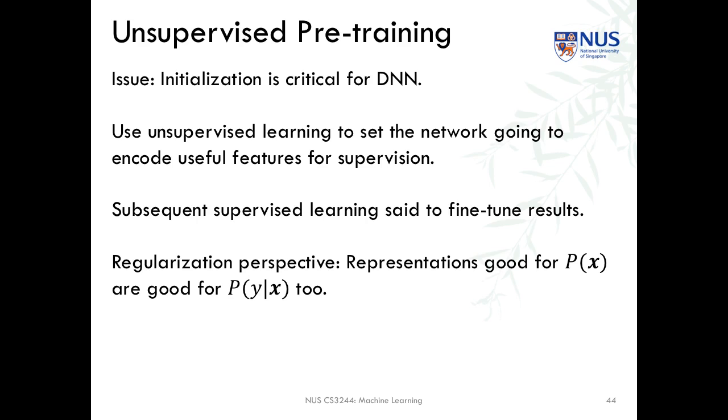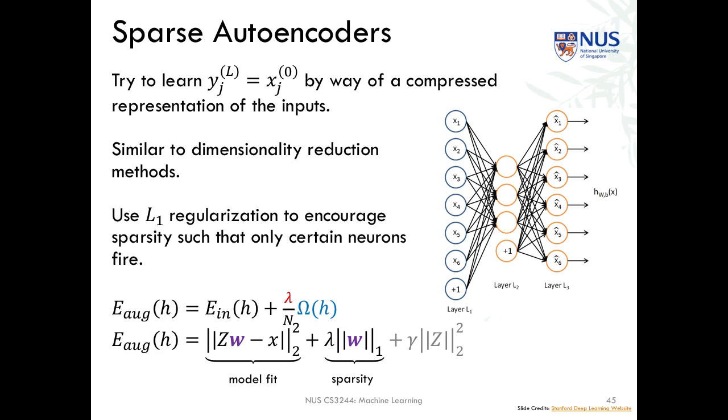So what we're going to do is pre-train the network using unsupervised learning. And when we do that, the supervised segment later on is just going to tweak the weights just a little bit here and there to get the final results. How do we do that? We're going to go through this very simple idea. It's very powerful, the idea of an autoencoder.